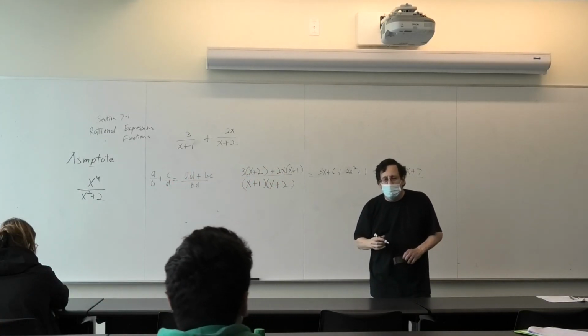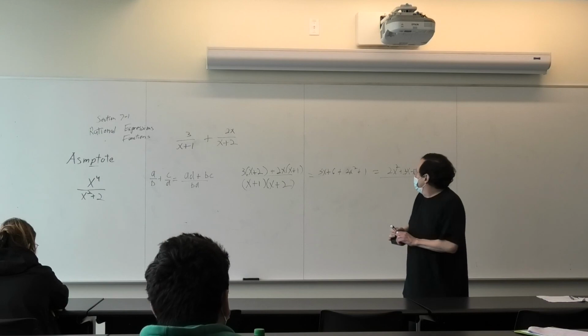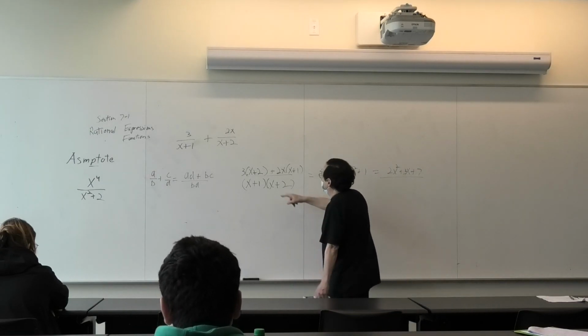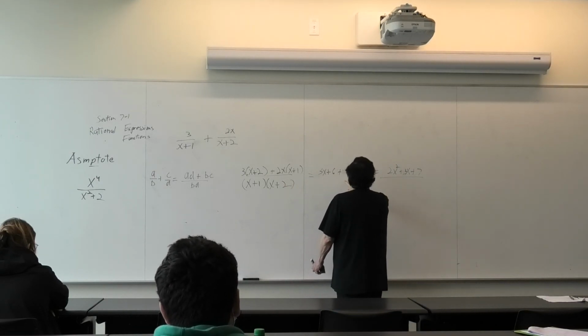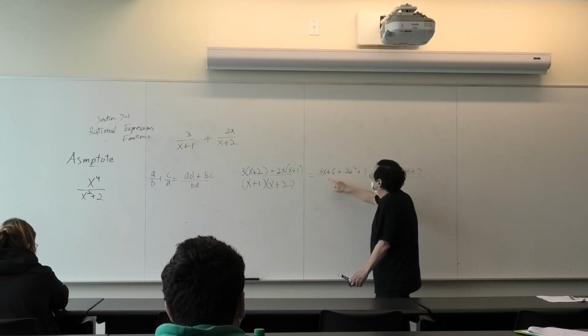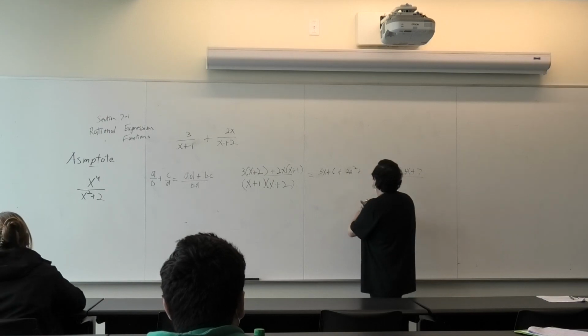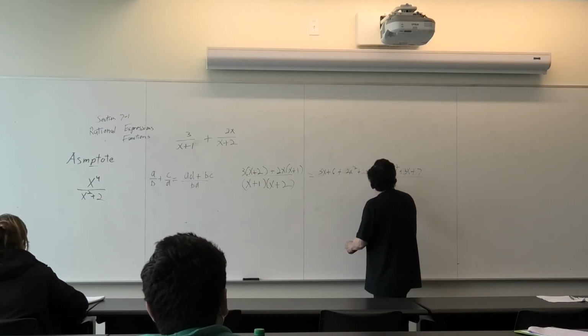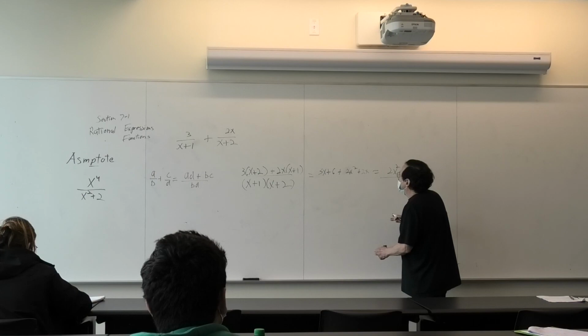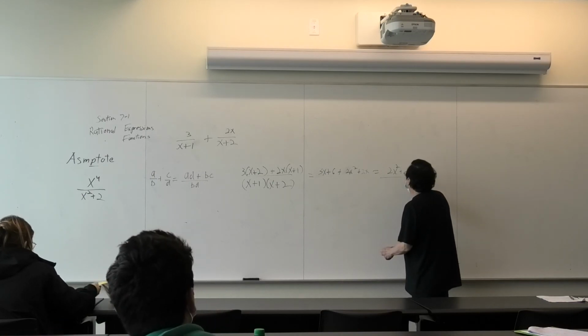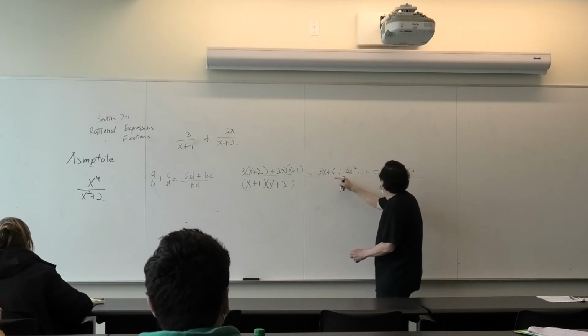Yes? When you add the x's, isn't it plus 5x? Because 3x plus 2x equals 5x. No, this is 3x. Oh, I'm sorry. You're absolutely right. This is 5x. Yeah. And plus 6.